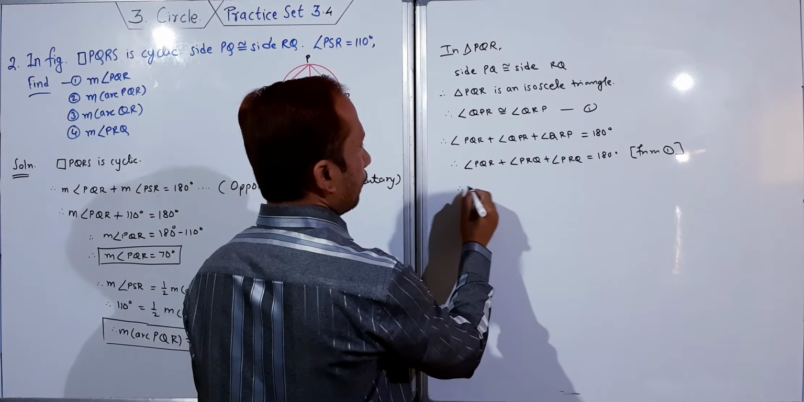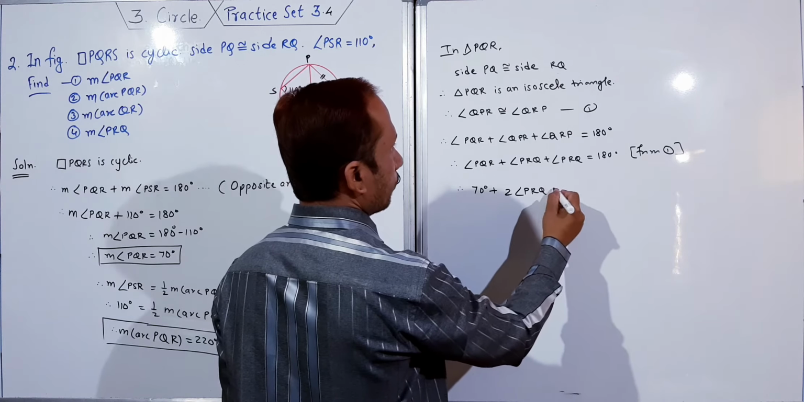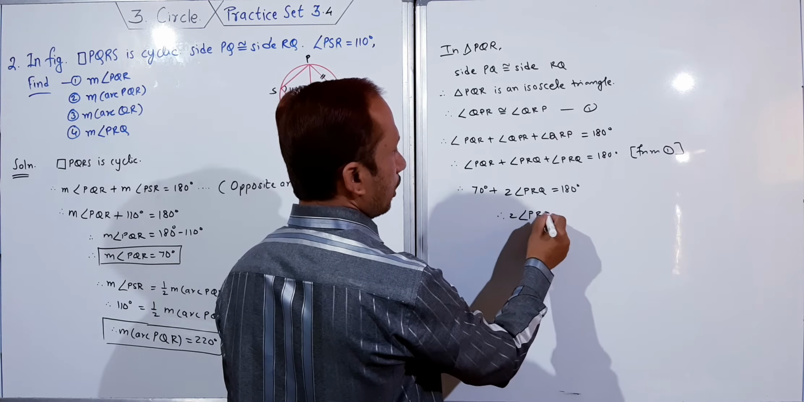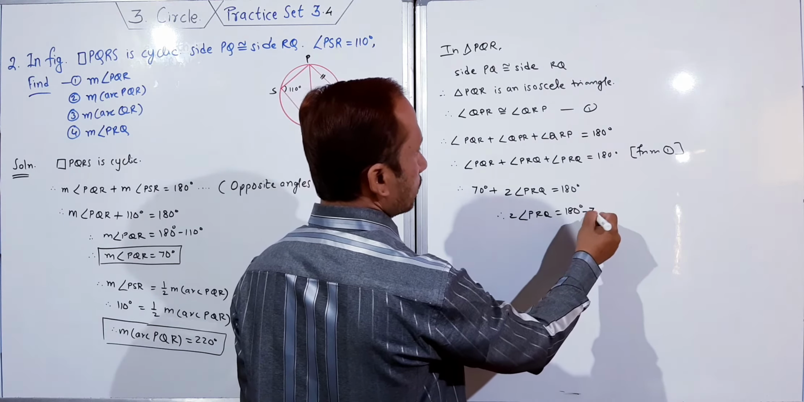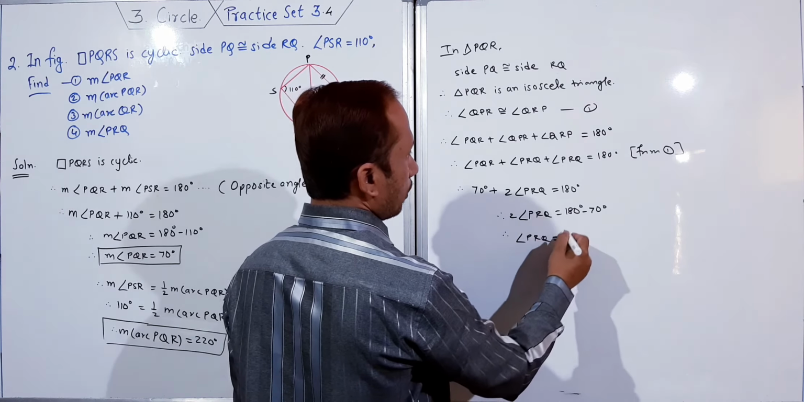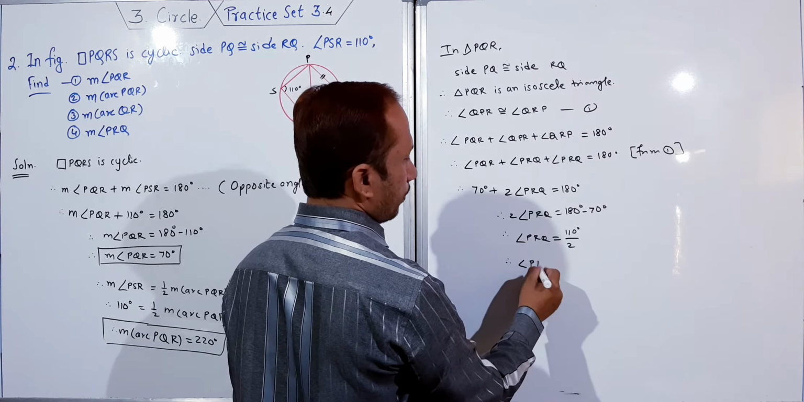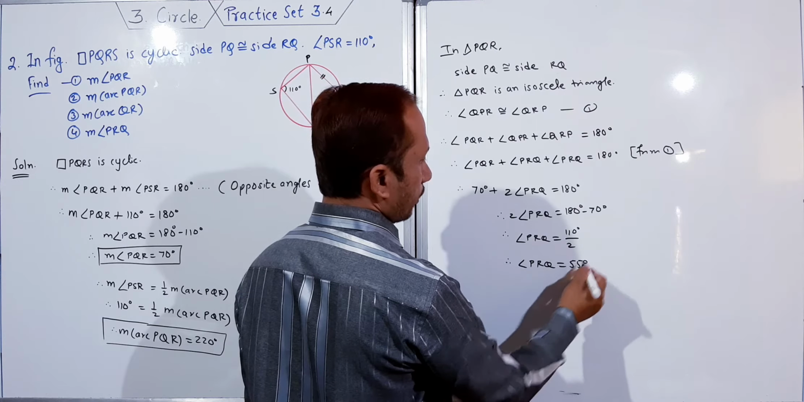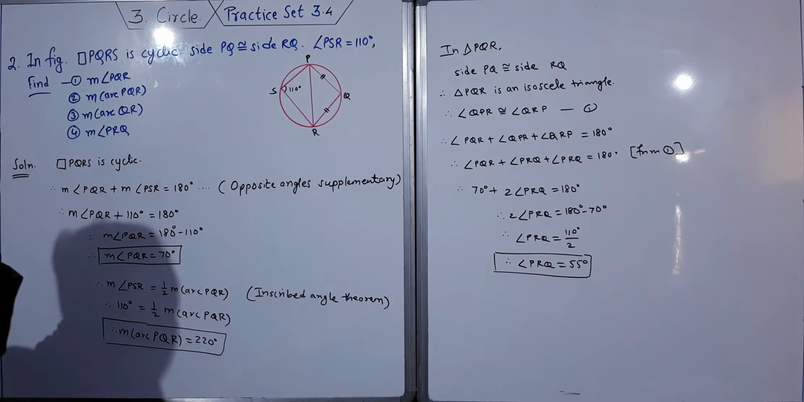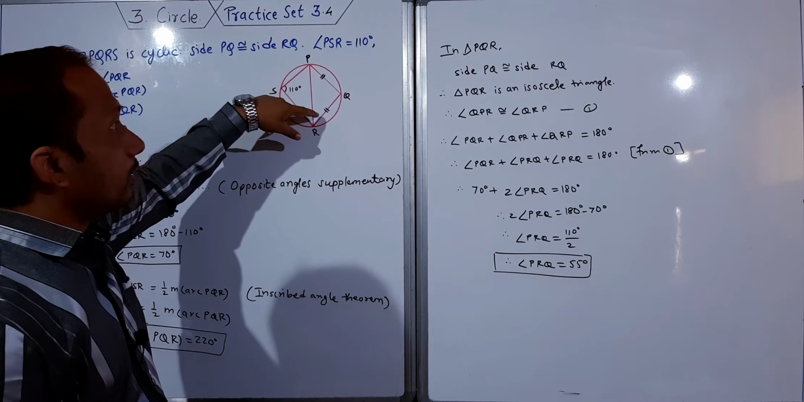From 1, therefore this I know is 70, and this is 2 angle PRQ, equal to 180. Therefore 2 angle PRQ is equal to 180 minus 70. Therefore angle PRQ is equal to 110 divided by 2. Therefore angle PRQ is equal to 55 degrees. You got this PRQ. Now see that these both angles, this angle is 55, then this is also 55.